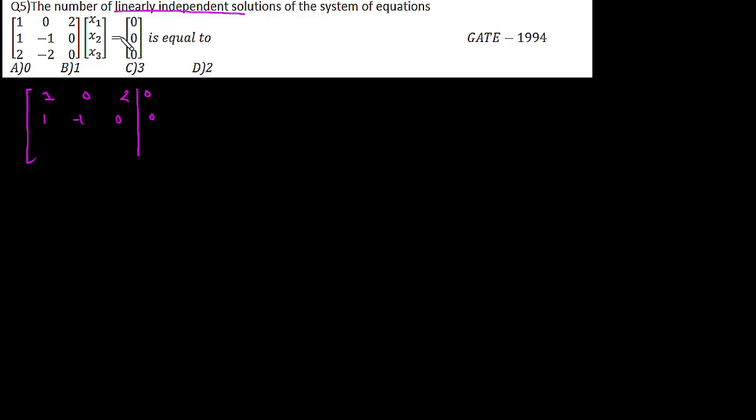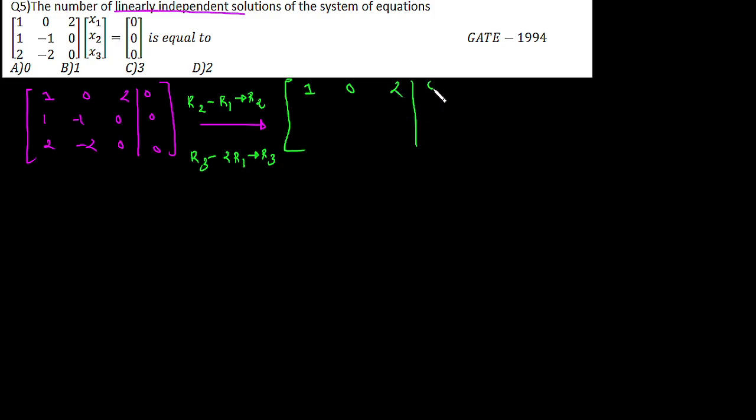Here we have a homogeneous system. Now we have to reduce this matrix by some row operations. R2 minus R1 becomes new R2, and R3 minus 2R1 will be new R3. After these two operations, the first row remains as it is. In the second row, we subtract the first row, so here we get 0, here minus 1, here minus 2, here 0. In the third row, we subtract twice the first row, so here 0, minus 2 and minus 4, again 0.